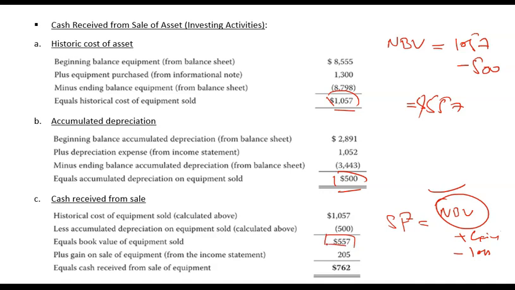So this is your net book value. In this net book value, you add gain or subtract loss, and you find your cash received from sale of equipment. That is $762 in this question.